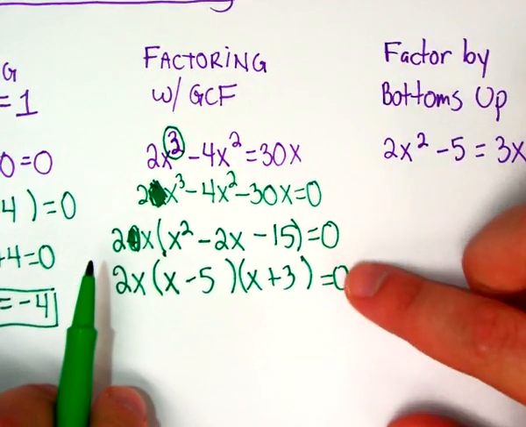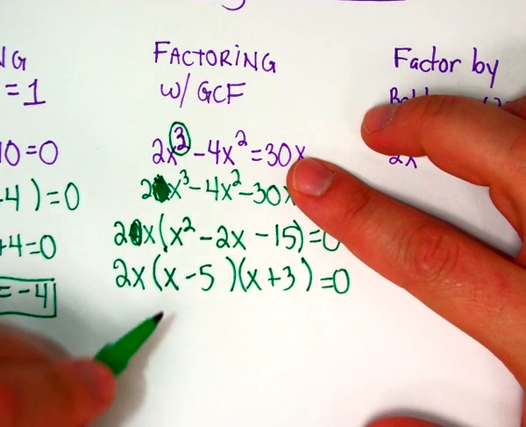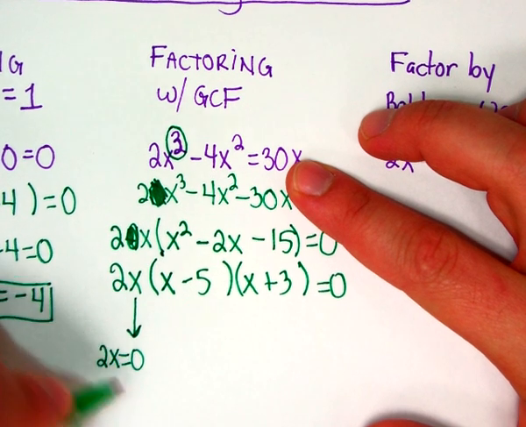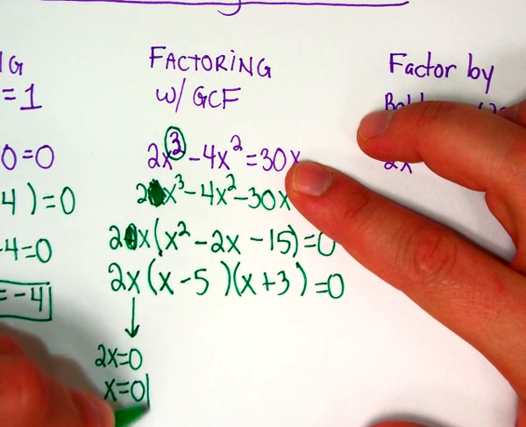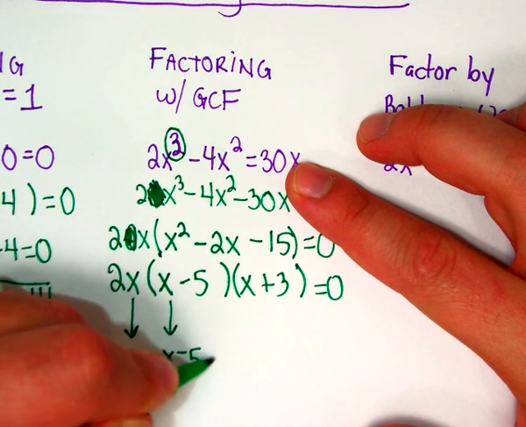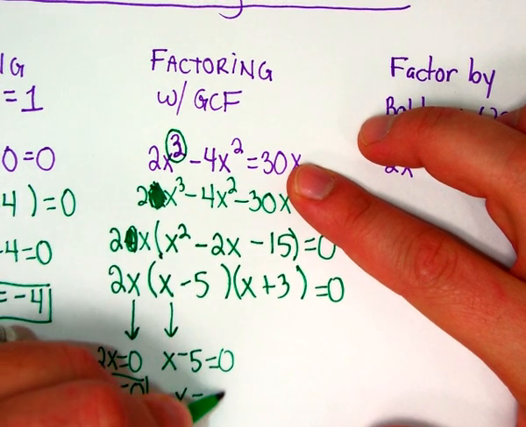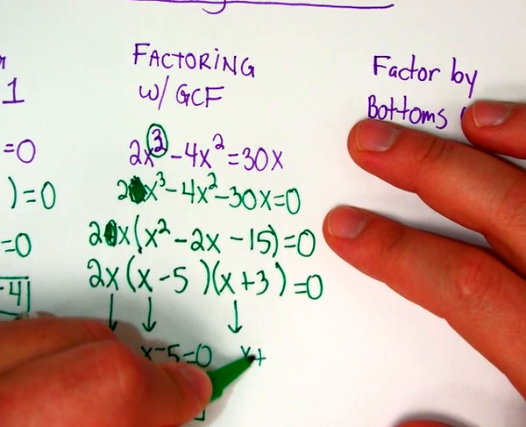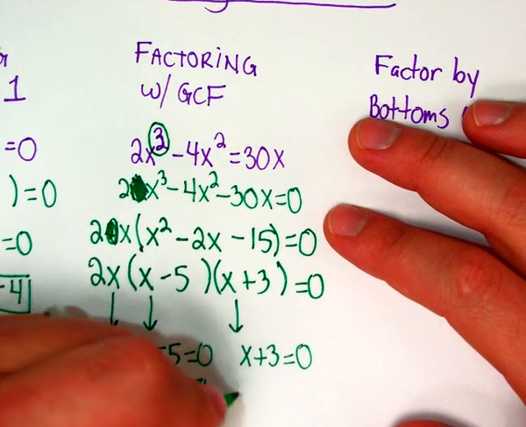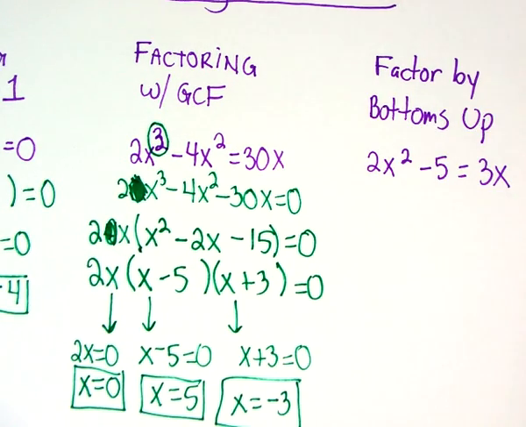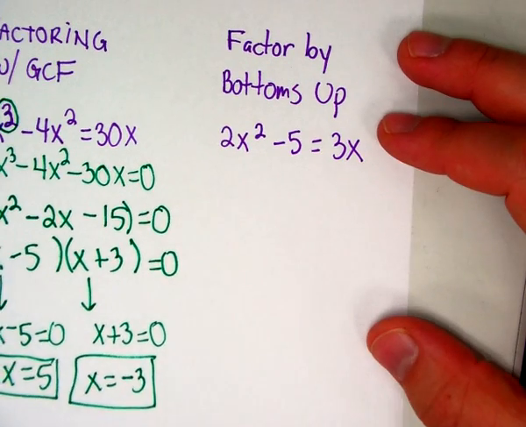If the degree is 3, we're going to have 3 separate solutions, so we need to solve for each one of them. In this case, let's set 2x equal to 0, and we get that x is equal to 0. If we take x minus 5 and set it equal to 0, we end up with x equals 5. And for our last one, take x plus 3 and set it equal to 0, and we get x is equal to negative 3. So these are our three separate answers, 0, 5, and negative 3. The last problem that we're going to try is factoring by bottoms up.